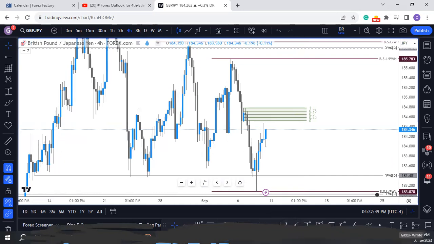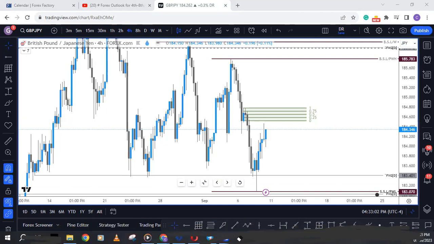Oh, somebody's writing on my screen. Person writing on my screen, could you please not do that? I know it is very rude. Person writing on my screen, please don't do that.